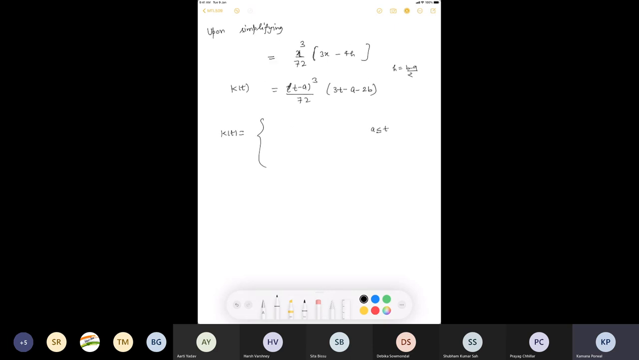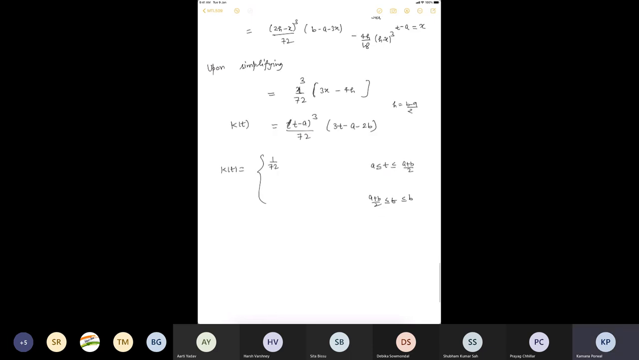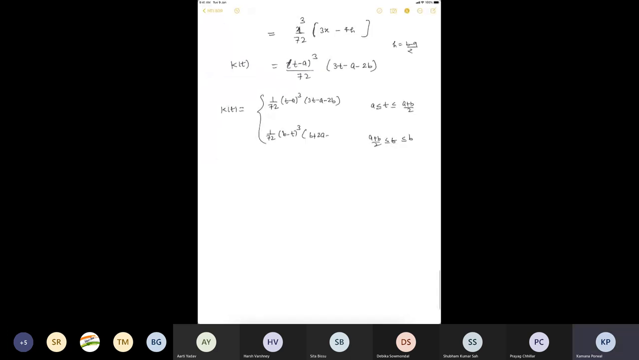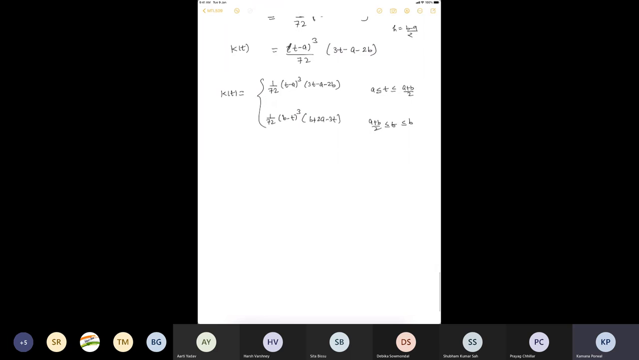We have two possible cases here: T lies between A and (A plus B) by 2, and T lies between (A plus B) by 2 and B. In the first case we obtain 1 by 72 times (t minus a) cube (3t minus a minus 2b), and in the other case we obtain 1 by 72 times (b minus t) whole cube (b plus 2a minus 3t). Okay, so we have this as kt, and then the error formula which we obtained is this.